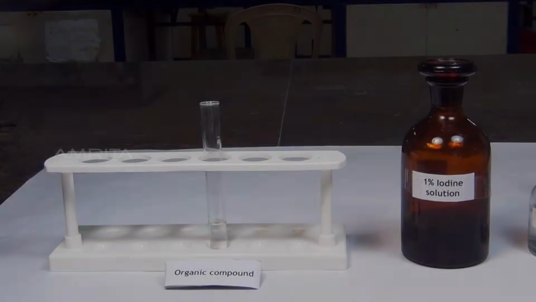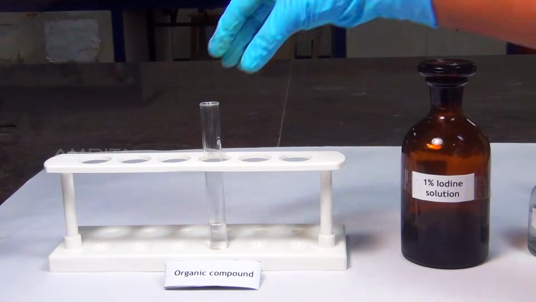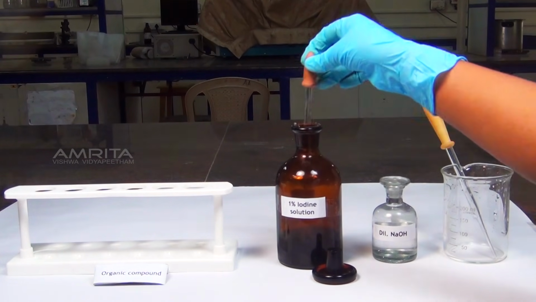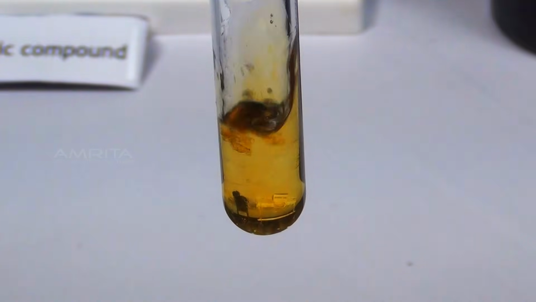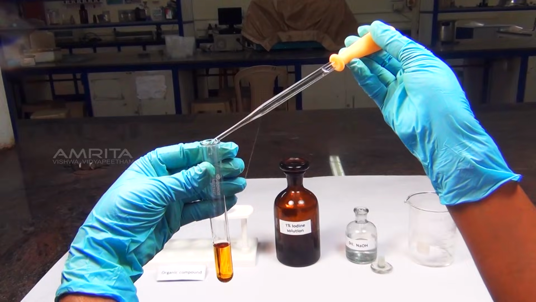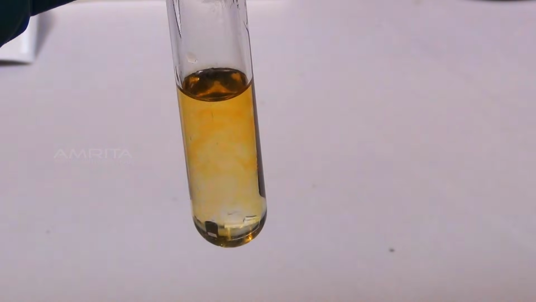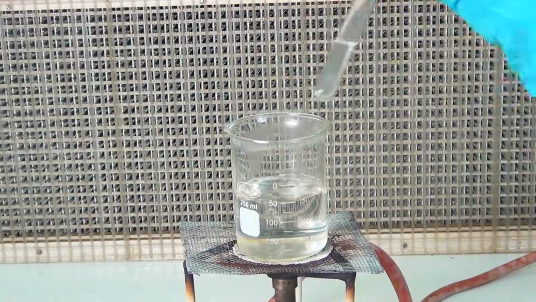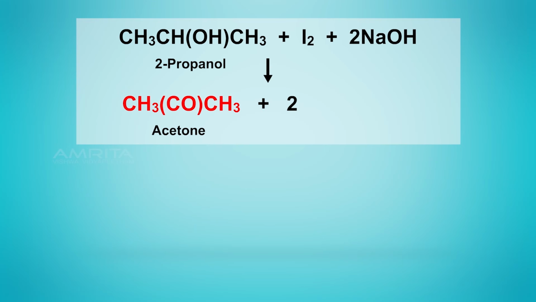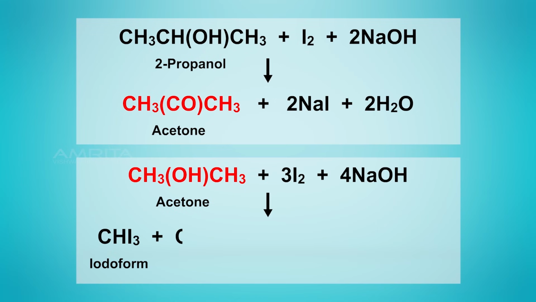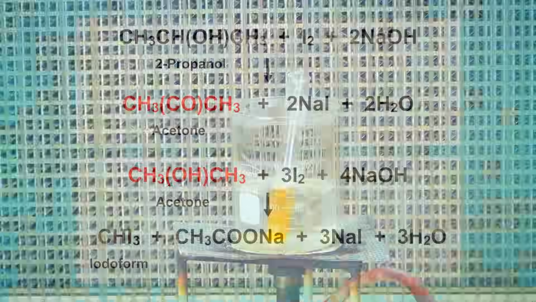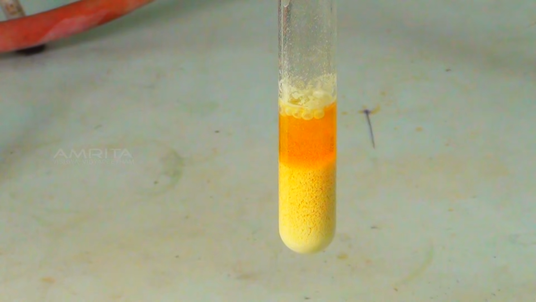Procedure: take a small quantity of organic compound in a test tube. To this, add a small quantity of 1% iodine solution using a dropper. Then, add dilute sodium hydroxide dropwise until the brown color of iodine is discharged. Warm the mixture gently on a water bath. When alcohol containing the CH3CHOH group is warmed with sodium hydroxide solution and iodine, a yellow precipitate of iodoform is formed.